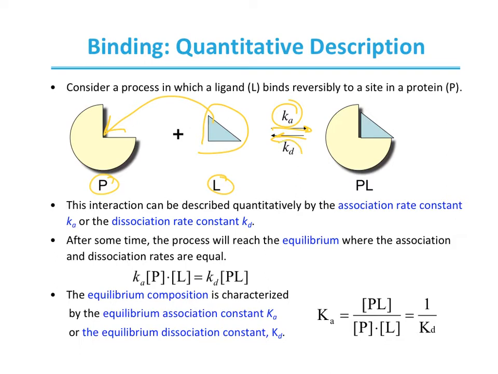Now for the reverse, we would give the rate constant, the dissociation rate constant, kd, and that's going to give the rate of the protein-ligand complex dissociating and forming just the protein and the ligand by itself. Now after some time, the process will reach equilibrium where the forward and the reverse reaction rates are equal. And we can also write an equilibrium constant expression for this.